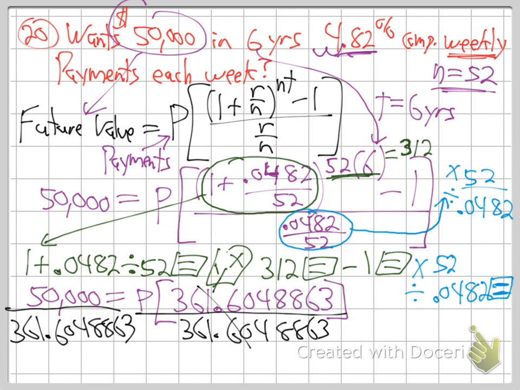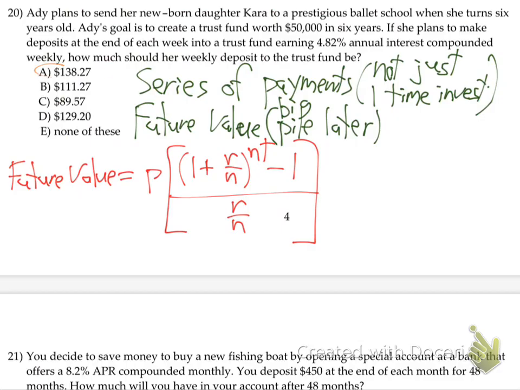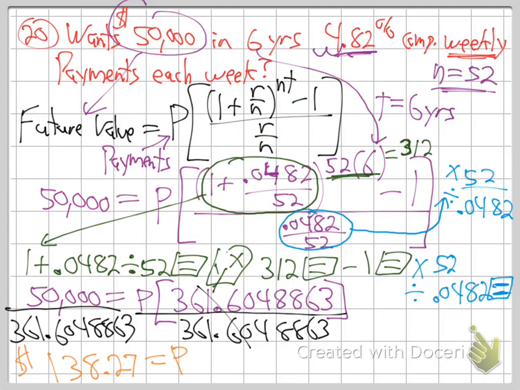Boom. So what do we get there? $138.27. Yeah, it's $138.27. That's not too bad. Well, it's every week. It's a car payment again, so it's 4 times in a month. That's like over $500. It's a nice car payment. So, for her daughter to ballet away.